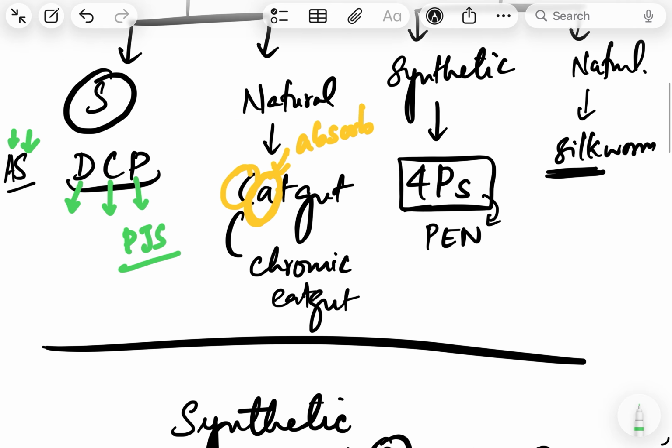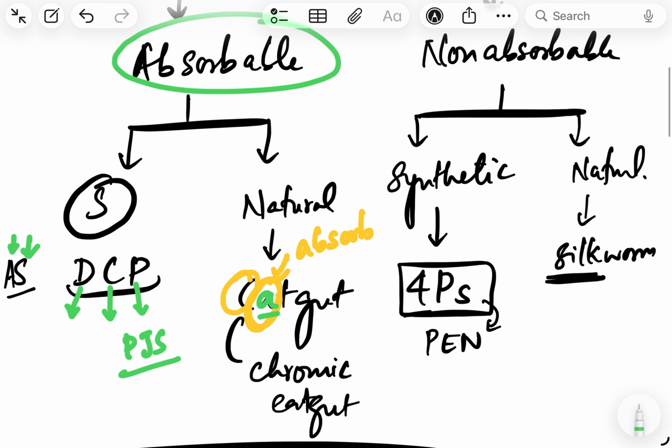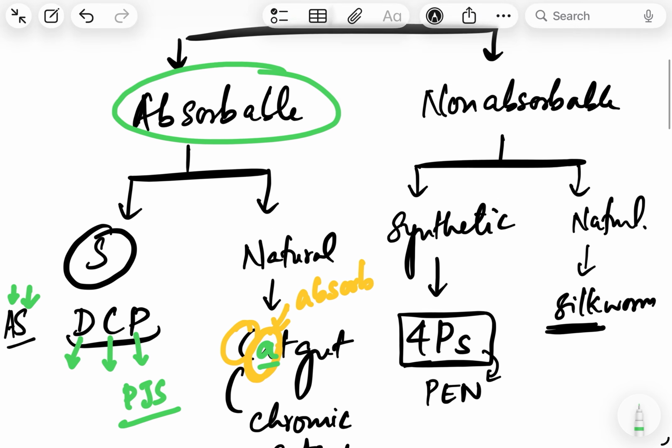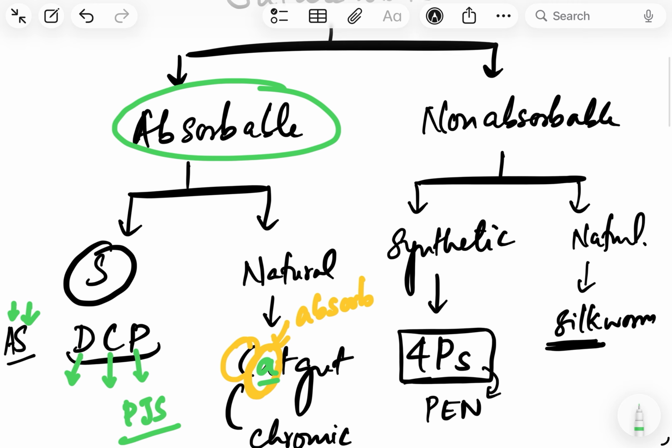Next is natural. Natural would be catgut. Natural, there are only two animals. One is the catgut, the other one is silkworm. So how do you remember that catgut is absorbable natural? Because the second letter is A, it is absorbable natural. Okay, moving on. Non-absorbable, you just remember 4 P's. So A, B, E and P.